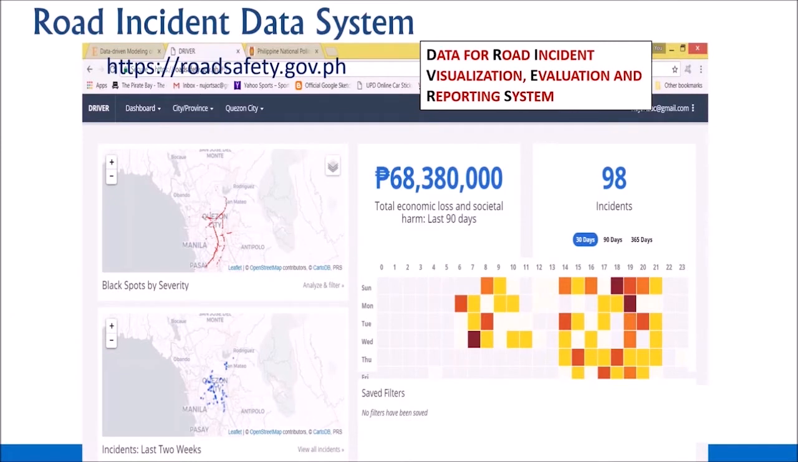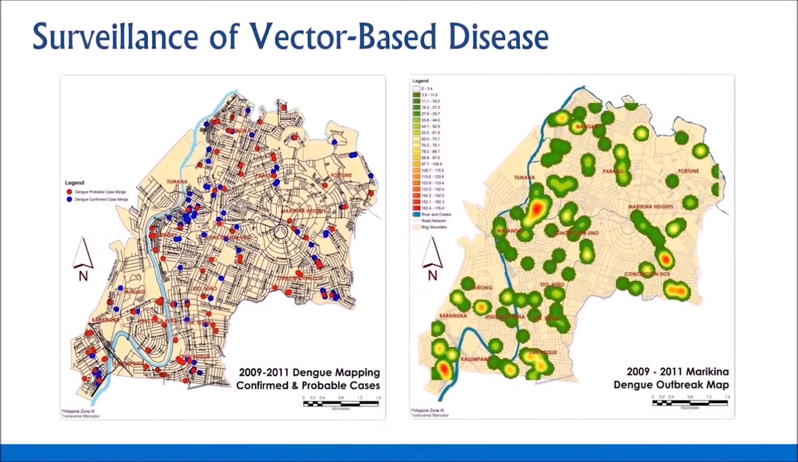So this is another example for a road incident data system. DRIVER: Data for Road Incident Visualization, Evaluation, and Reporting system. You can visit their website, but you have to register. And it basically shows you the location of where accidents or road incidents are concentrated.